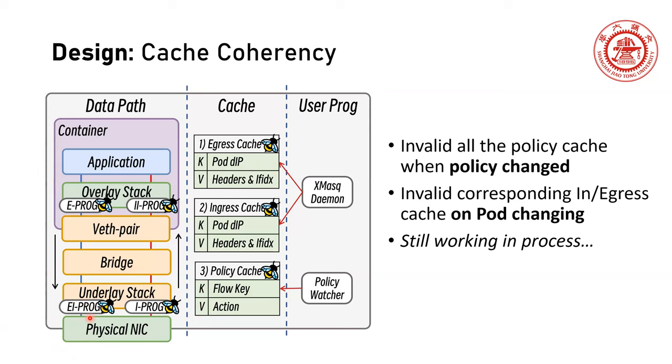Thanks. But you are right. The first packet will go through the standard overlay network, and because there are extra eBPF programs, it may have some little performance influence. Got it. But only the first packet.